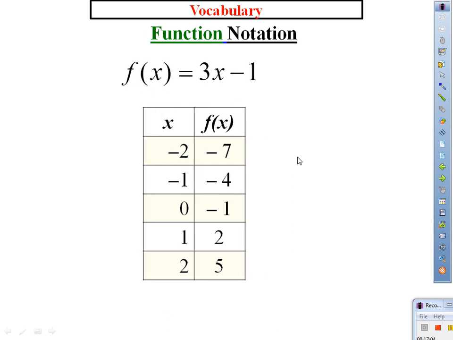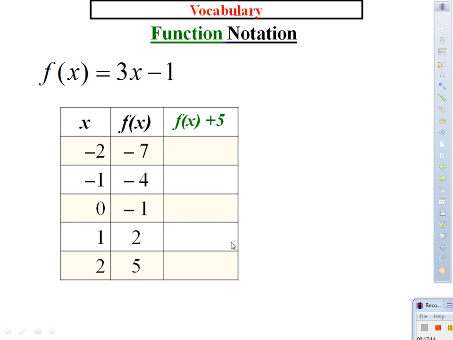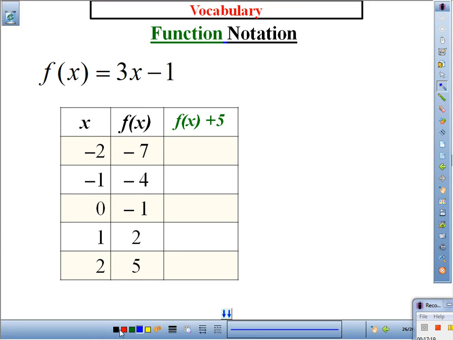Here it goes. So let's say I take this. I'm going to transform this f of x to something else. So I'm going to add an extra column here. There it is. Write your utensils down, look up to the screen. Here it goes. First of all, is this f of x? No. This column's f of x.